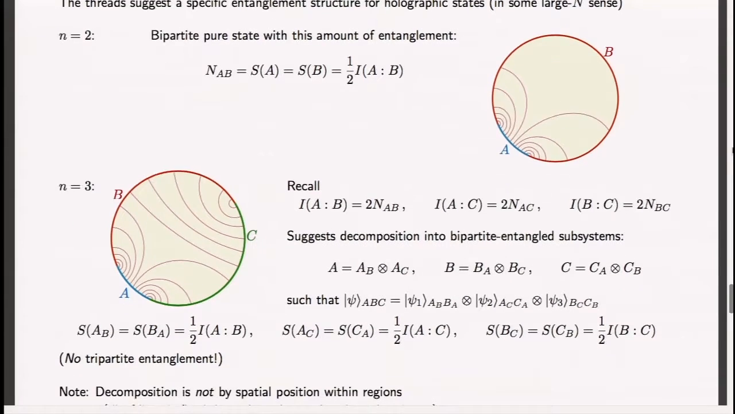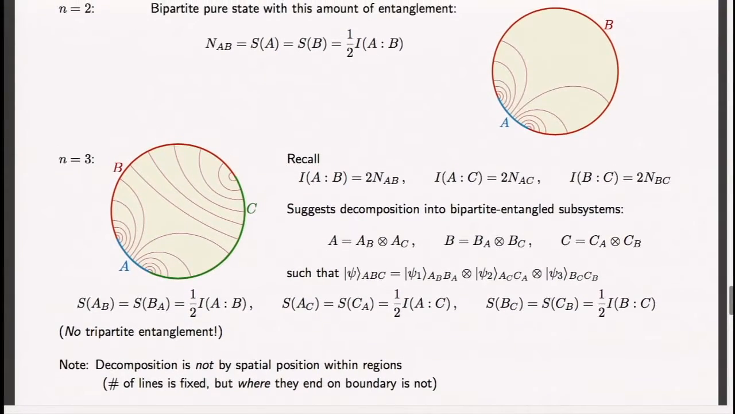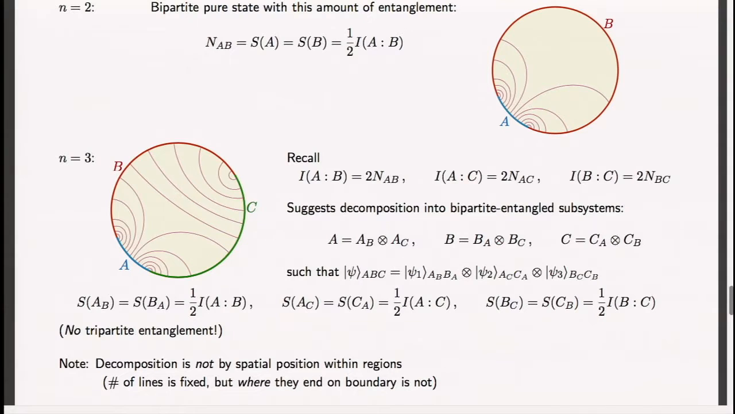Now, I should say that here again, it's very important to emphasize that this decomposition is not by spatial regions. It's not that you divide A into two parts spatially, and one part of A is entangled with one spatial part of B. Because I have all this freedom in where the threads end. I could have had this one end here and this one end over here, and so there's no significance to the place on the boundary where the thread ends.